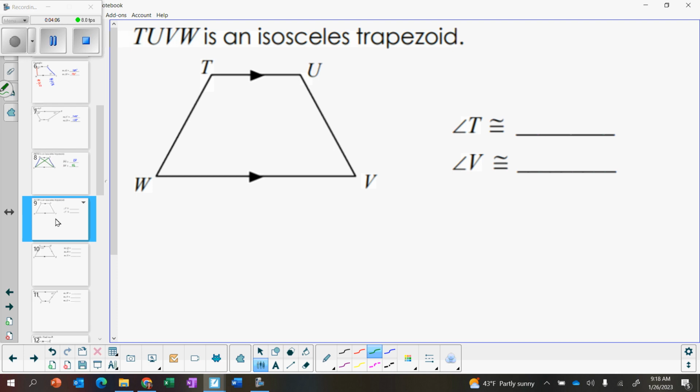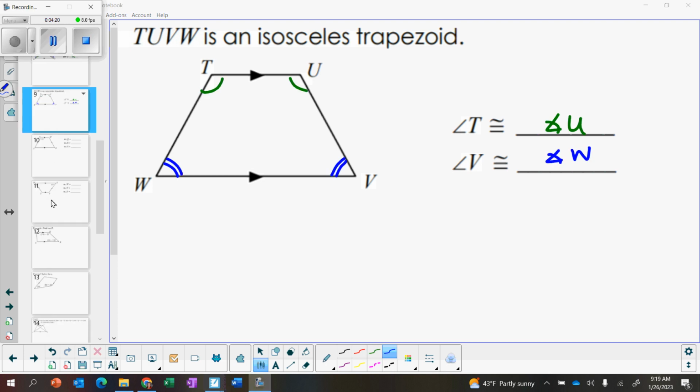All right. You try this one. This is talking about the angles now. So determine which angles are congruent to each of these in this isosceles trapezoid. Pause. When you're ready to see the answer, hit play. All right, so angle T and angle U are congruent, and angle W and angle V are congruent.